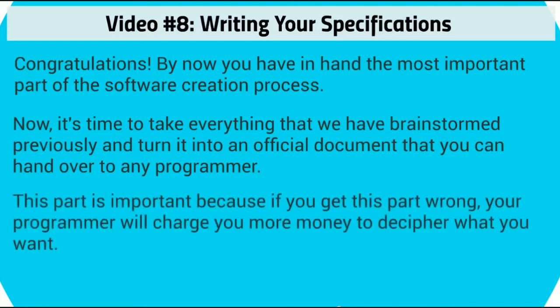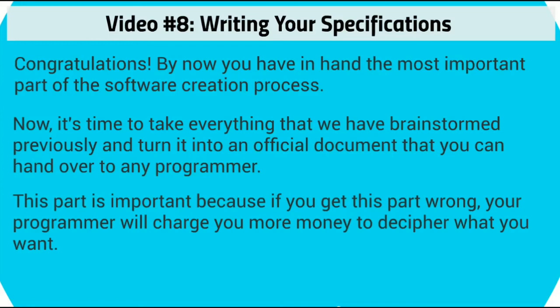Now this is a very, very important part, because if you get this part wrong, your programmer will charge you more money to decipher what you want. So what we talked about in the previous video about the telephone game, where if you tell somebody, they tell somebody, and they tell somebody. Even if it's 3 people, by the time it gets to the third person, it's totally different. So that's why you want to make sure that you have something in a written document, which essentially is your contract.